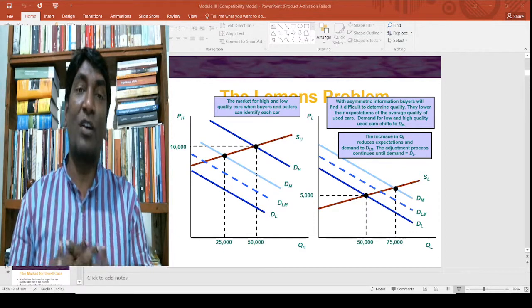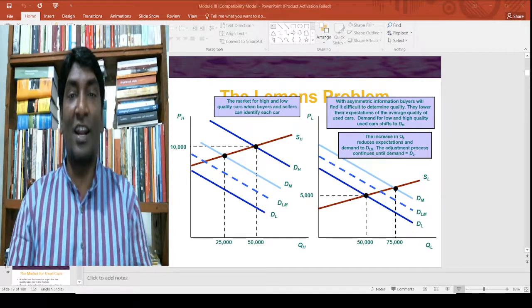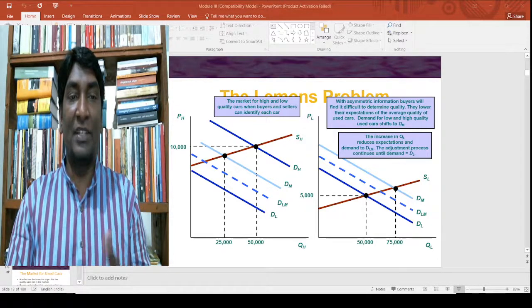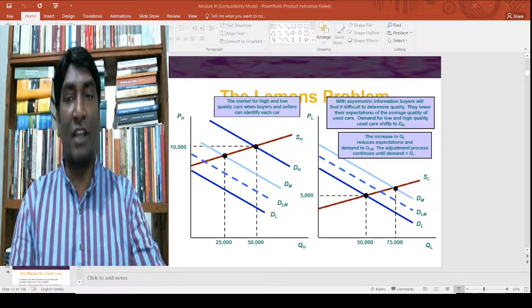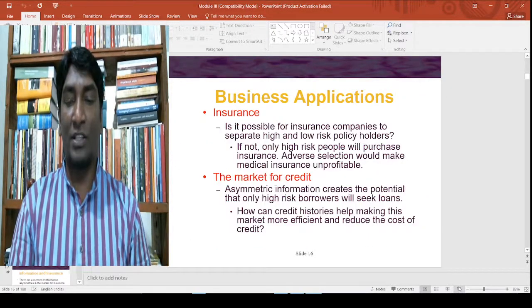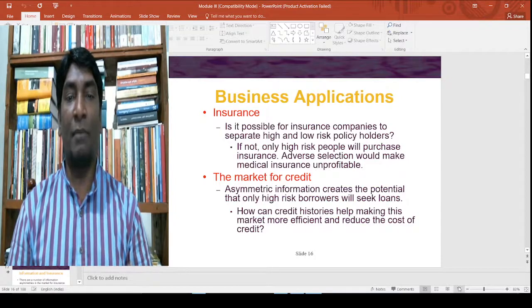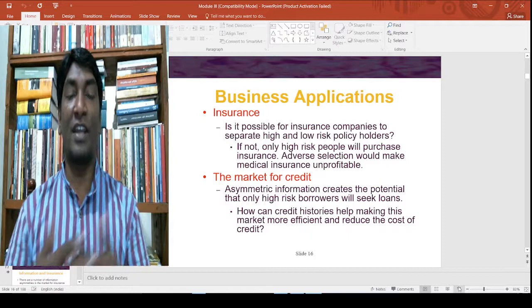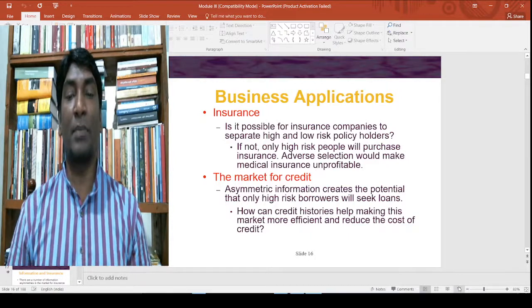So in that context, what happens is called a moral hazard. I'll come to that in detail in the business application of insurance. So it is impossible for an insurance company to separate high and low risk policy holders. And if not, only high risk people will purchase the insurance.